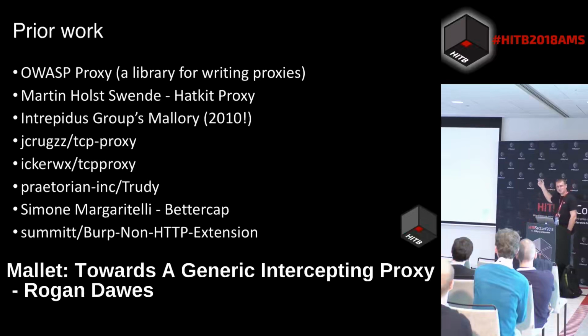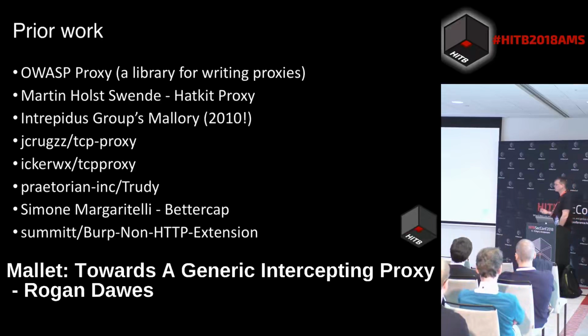OWASP Proxy, as the author, I can abuse it. I wrote that in 2008 and abandoned it because it didn't fit my vision of where a proxy should actually be. HatKit Proxy was based on top of OWASP Proxy, actually made a user interface for it, but again was abandoned 8 years ago. Intrepidus Group's Mallory, an early implementation, 2010, again, abandoned in 2012, I guess because of lack of use or, well, ultimately, lack of interest in it. And I'm guessing that's because it is too difficult to use, very difficult to get set up and working. And a whole bunch of others have attempted to solve the problem, but I think fallen by the wayside.